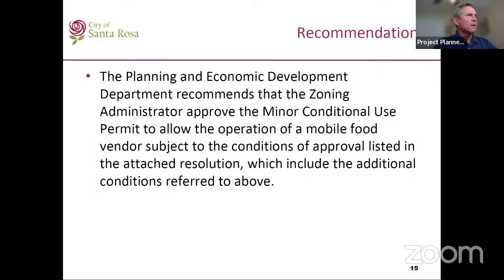Therefore, we are basically recommending that the zoning administrator approve the minor conditional use permit and allow the operation of the mobile food vendor subject to those conditions of approval in the attached resolution, which include those conditions referred to above. And I also wanted to mention that there's a recommended modification to the resolution itself. It's a very minor change, but we needed to clean up the header. There's an APN, assessor's parcel number, at the top that is incorrectly labeled as the extension of it is 063, and it would be changed to 065 to be sure that we get the correct APN on that.